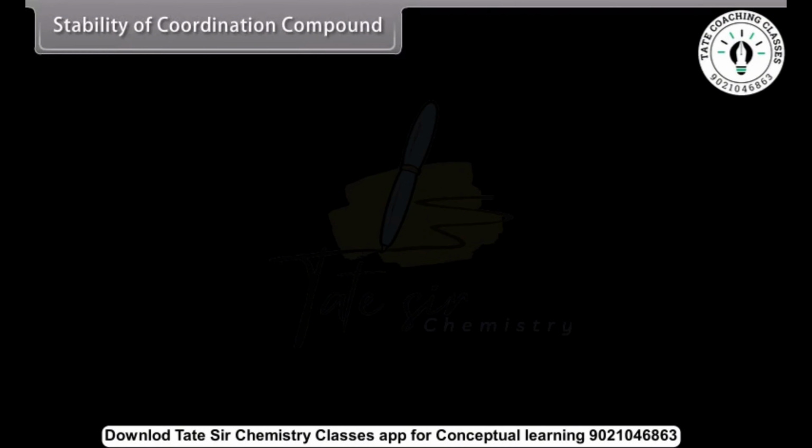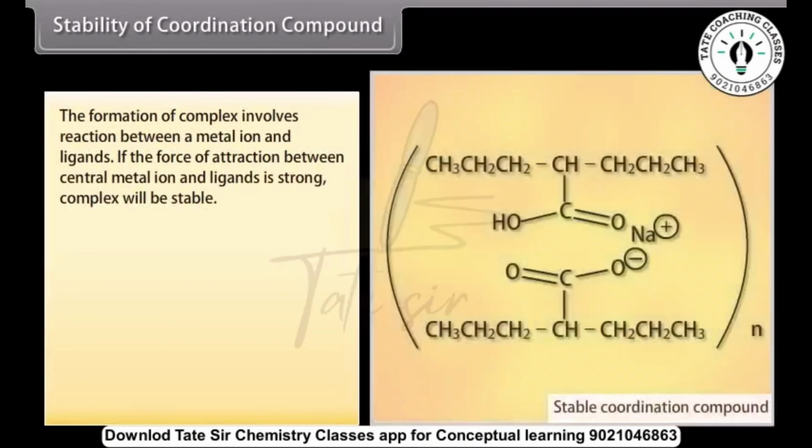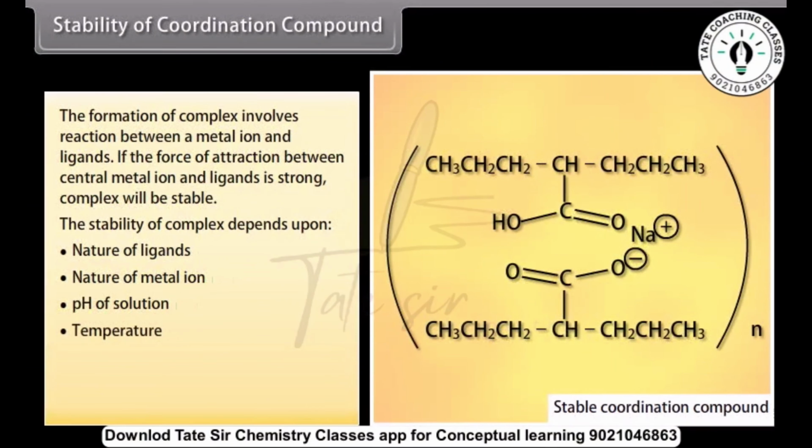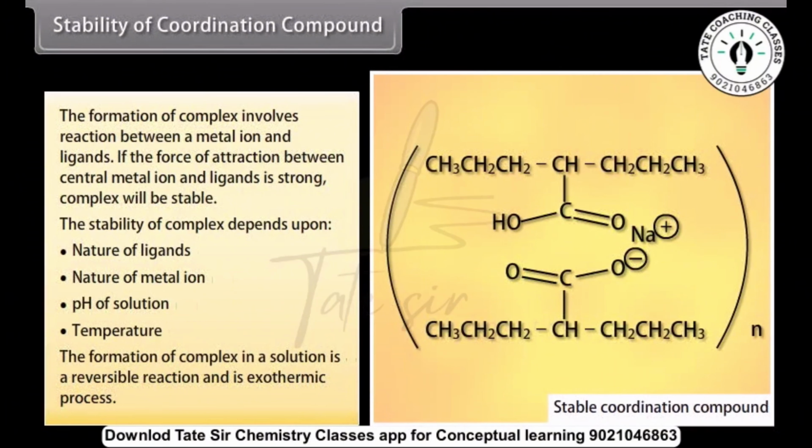Stability of coordination compounds. The formation of a complex involves a reaction between a metal ion and ligands. If the force of attraction between the central metal ion and ligands is strong, the complex will be stable. The stability of a complex depends upon the nature of ligands, nature of the metal ion, pH of the solution and temperature. The formation of a complex in solution is a reversible reaction and is an exothermic process.